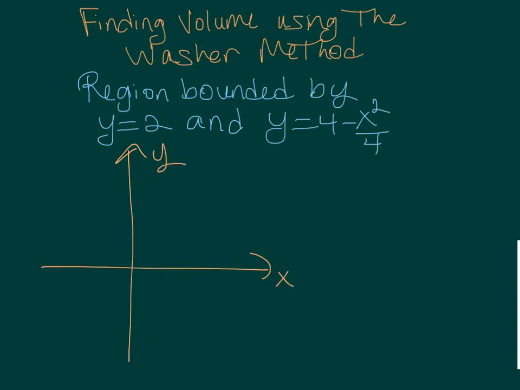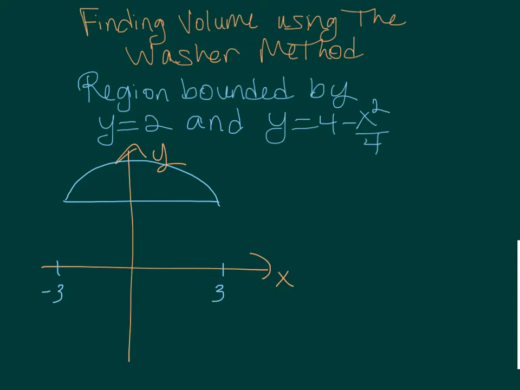Y equals 2 is the horizontal line at the height of 2. And y equals 4 minus x squared over 4 is a piece of an upside down parabola. And that's the region that we're interested in. This region goes from -3 to 3. If you look carefully at where these two curves intersect, you'll find that they intersect at -3 and 3.